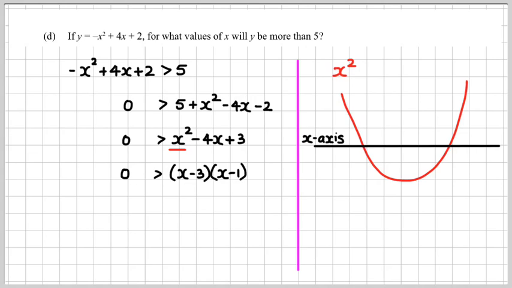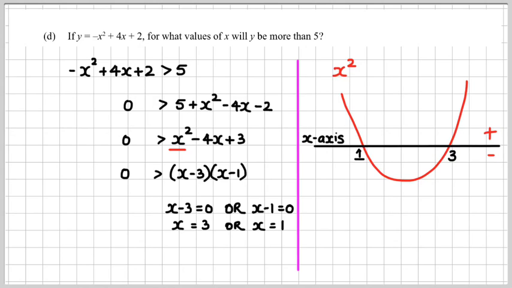To figure out my 2 x-intercepts, I put the equation equal to 0. So I've got x minus 3 equals 0, or x minus 1 equals 0. So x is equal to 3, or x is equal to 1. And as you can see, my 2 points, where it intersects the x-axis, are 1 and 3. Now remember, above the x-axis is positive, and below the x-axis is negative.